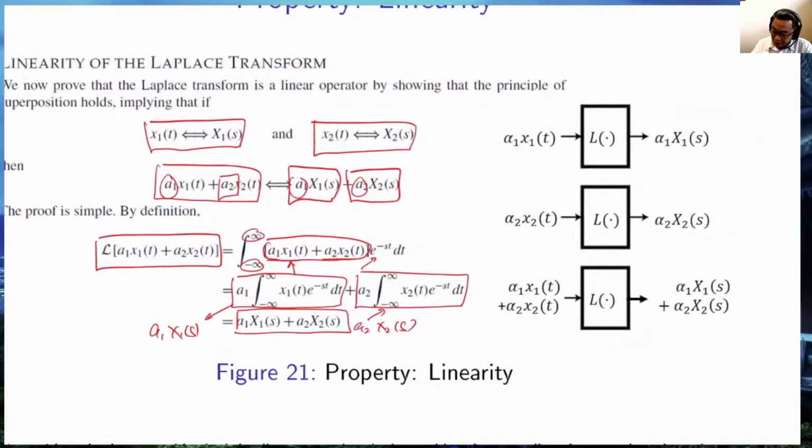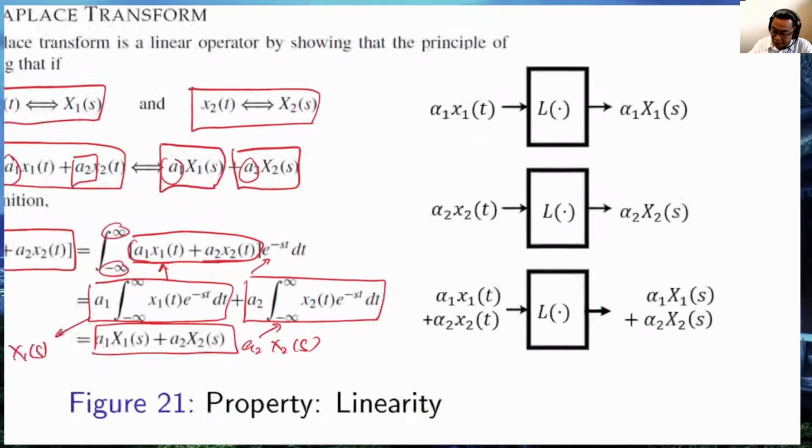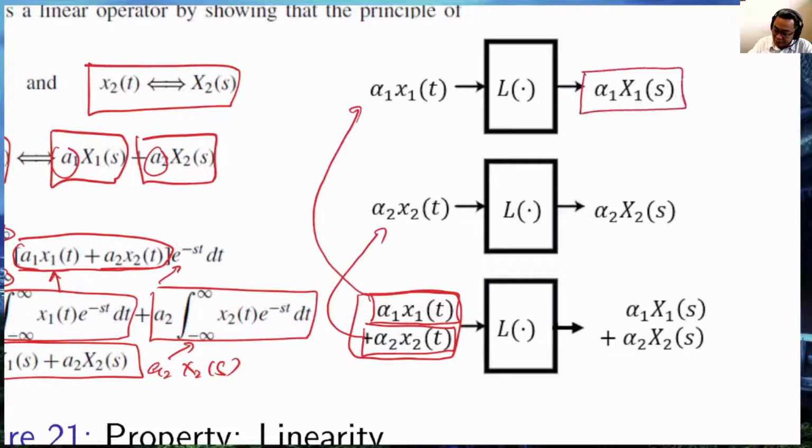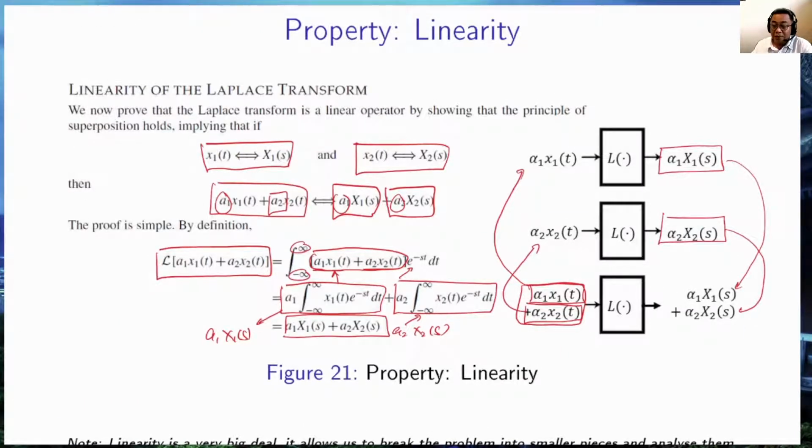So pictorially, of course, it looks like this. We have a1 x1(t) and a2 x2(t). We can transform each of them individually, get this for each of a1 x1(t) and a2 x2(t), then we put it back together here again. Alright, so that's the idea of linearity.